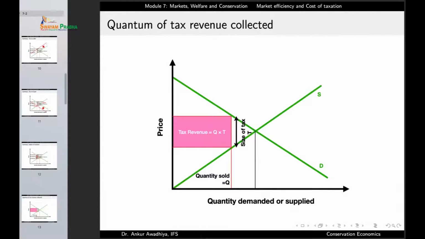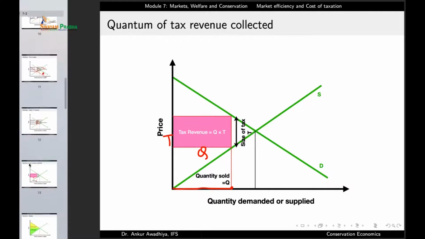So if one pen is sold and the size of the tax is 50 paise per pen, then the government gets the tax revenue of 50 paise. If two pens are sold, then the government gets 50 paise into 2 is 100 paise or 1 rupee, and so on. So the quantum of the tax revenue that is collected is given by the quantity sold multiplied by the size of the tax. Now the quantity sold is this much amount. So we can observe that if we look at the area of this rectangle, then it has a width of the quantity sold and it has a height of the size of the tax. And in that case, the area of this rectangle, the pink colored rectangle, will give us the tax revenue to the government or the tax collected by the government, which is given by Q into T.